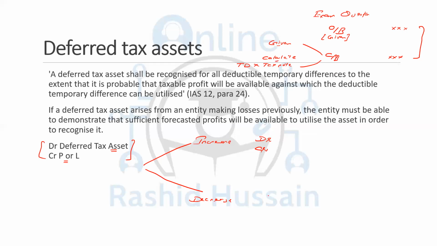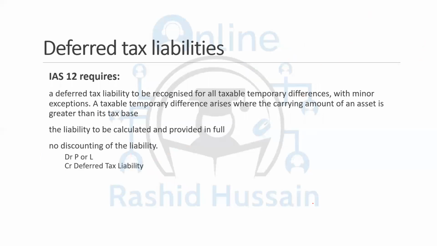So once you see the increase or decrease, if you figure out there is an increase in the deferred tax asset, then the same double entry would be passed: debit deferred tax asset, credit profit or loss. And if there's a decrease in the deferred tax asset, it should be an opposite entry, which is debit profit or loss, which is an expense or a reversal of the income, and credit deferred tax asset, decreasing your deferred tax asset which you have recorded in the books.